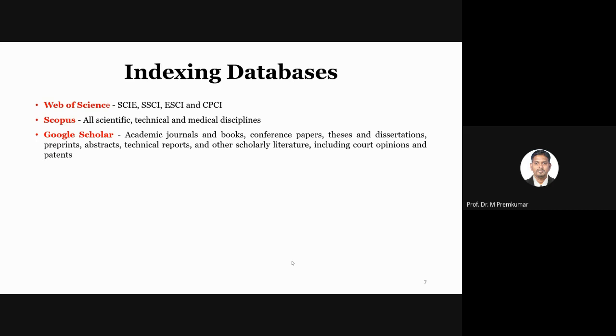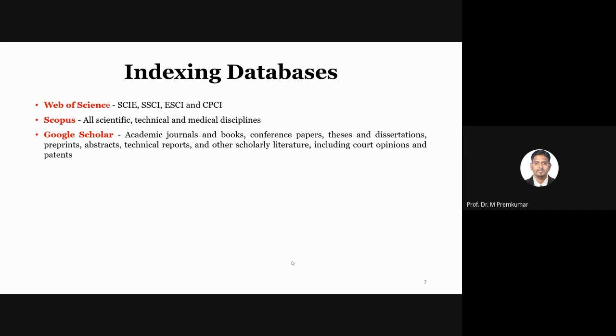Okay. So the very first thing is the Web of Science. Okay, in the Web of Science also we'll be having multiple criteria, like multiple levels, like SCIE, that is Science Citation Index Expanded, and SSCI, that is Social Science Citation Index, and ESCI, Emerging Science Citation Index, and the Conference Proceeding Citation Index. So if your paper is indexed by any of these indexing services, obviously I can say your paper is a top quality paper around the world.